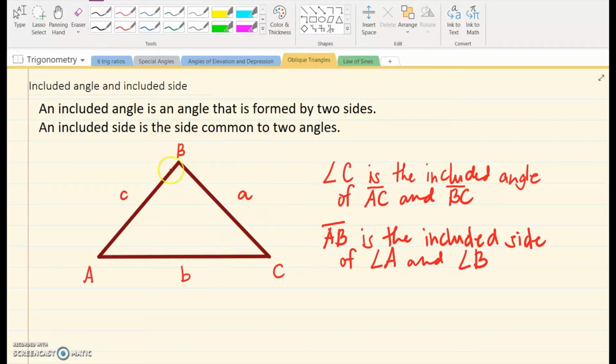So let's say if you have angle B, it is the included angle of side AB and side CB. Next, when we say included side, it is the side common to two angles. So for example, you have side AB, that is the included side of angle A and angle B. Say you have side BC, it is the included side of angle B and angle C.